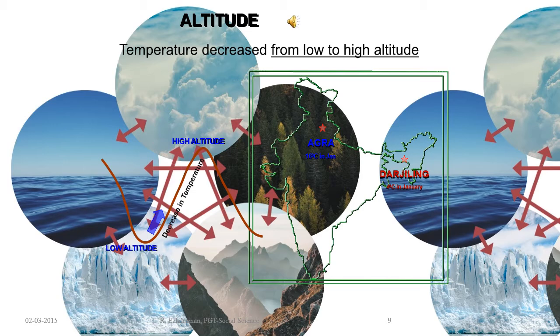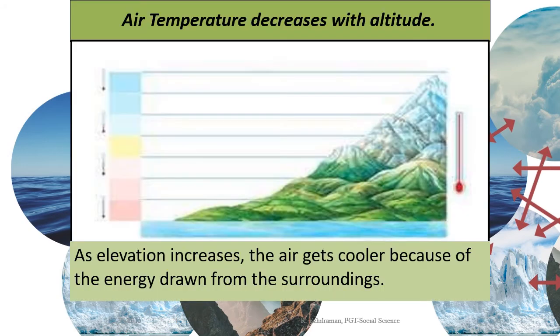Now this is a bit moved map, so the latitudes look different. But yes, Agra and Darjeeling are more or less on the same latitude. You can check it out on your atlas. And if you look at the picture to the left, I had told you in my last video, as you move up, there is a decrease in temperature. So the lower altitude has increased temperature, the higher altitudes have decrease in temperature. As elevation increases, the air gets cooler because of the energy drawn from the surroundings.